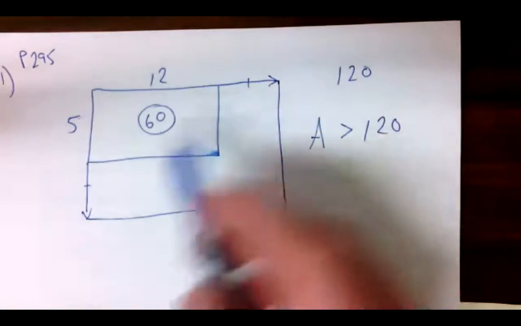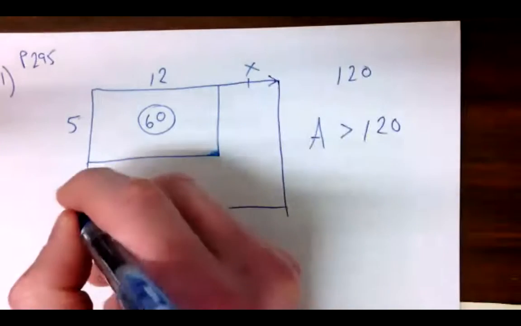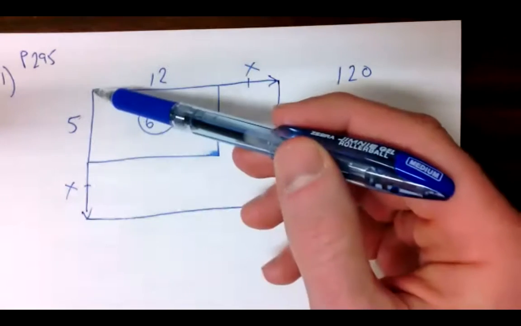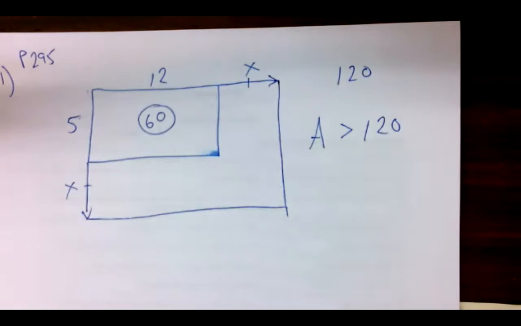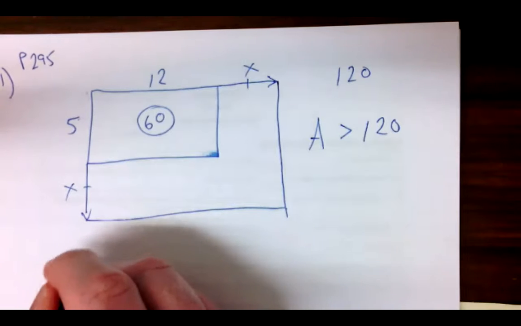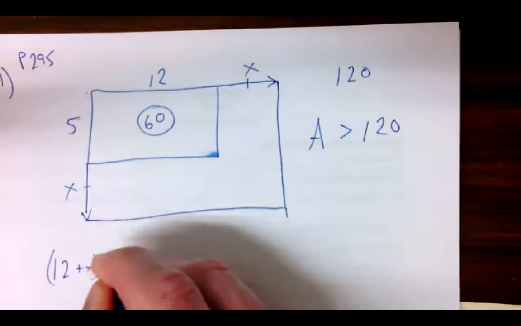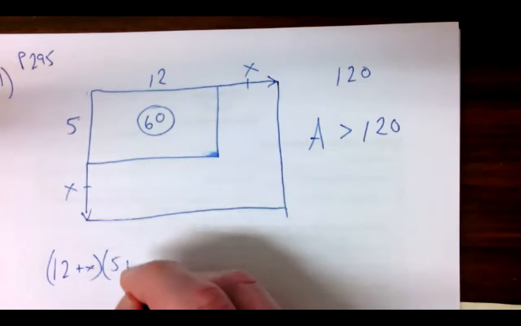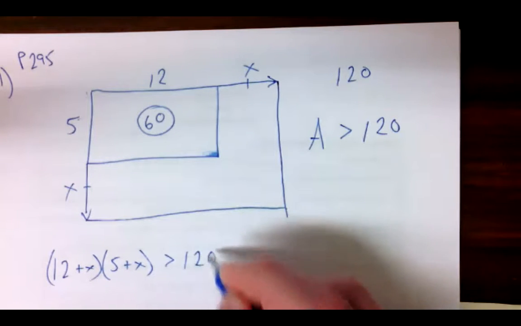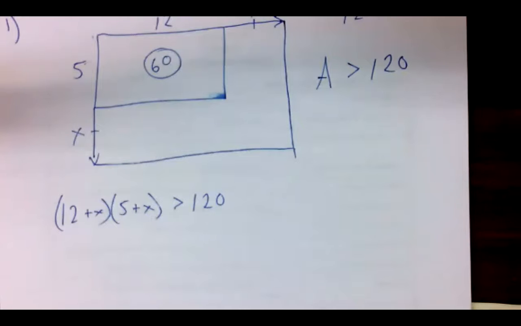So if these two are the same, we can just say that they're x. So the new length is 12 plus x. The new width is 5 plus x. Is everybody with me? Yep. We're good? All right. So now we need to solve for x. So 12 plus x times 5 plus x needs to be greater than 120. And now we solve.